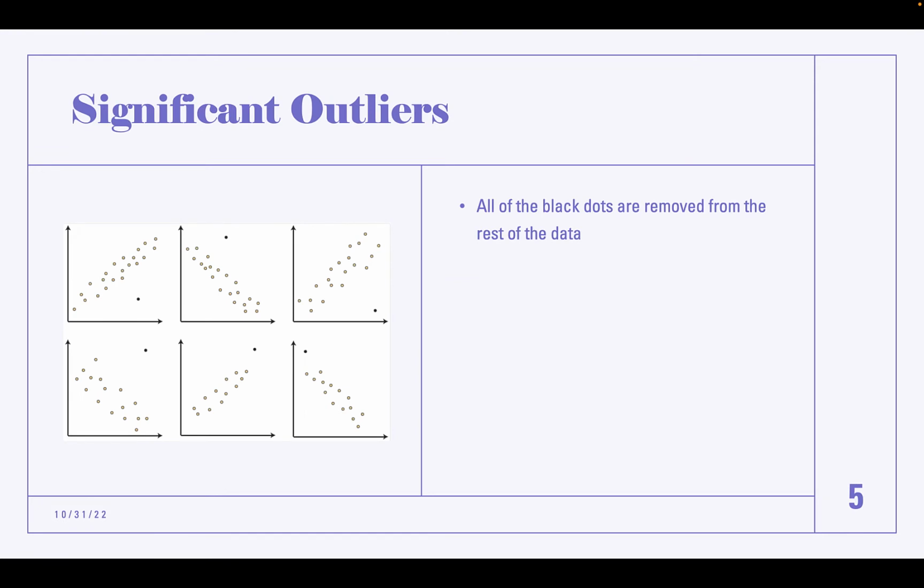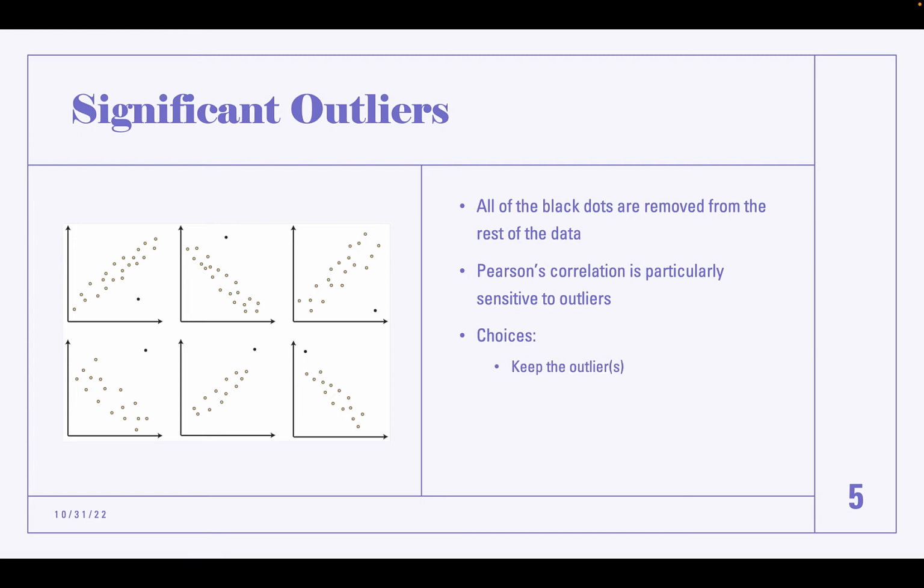All right, what about significant outliers? Take a look at the scatter plots on the left, and we see a black dot that is far away from the rest of the data. Pearson's correlation is particularly sensitive to outliers, especially the smaller the data set you have. So what are our options when we have a significant outlier? And we kind of talked about this last week.